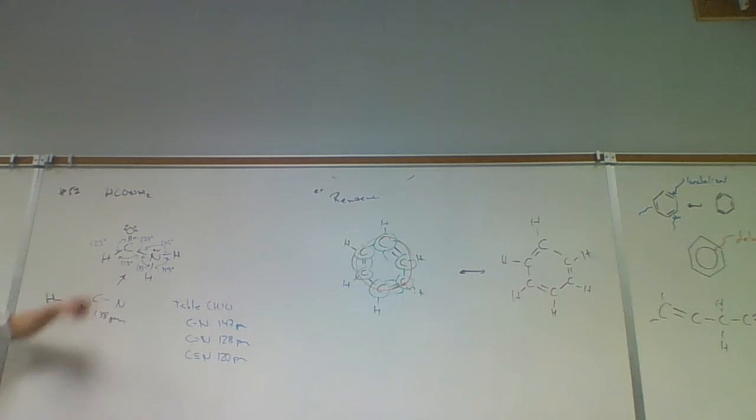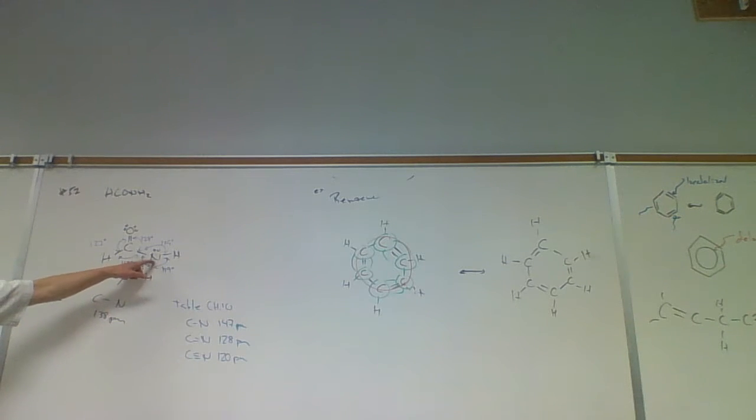Is this a localized double bond or a delocalized double bond? This is localized. This is between the carbon and oxygen. It can't spread anywhere else. What's the hybridization on nitrogen? SP3. Do those angles look right?